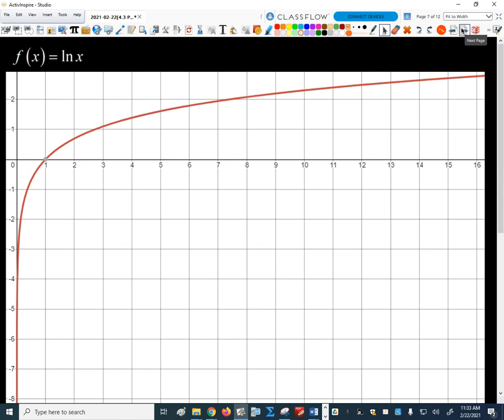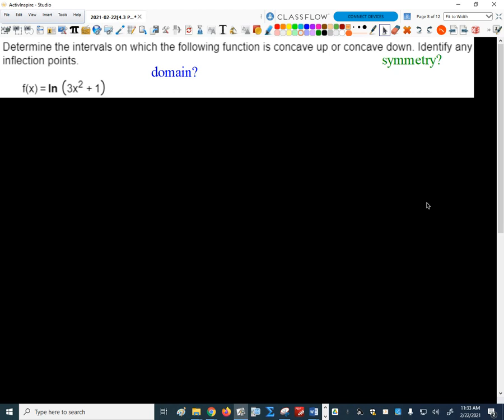Okay, so one more. So just to remind you what a natural log function looks like, right? That's the shape of a natural log function. So let's try something like this then. Let's evaluate this function using analysis, right? We want to find the extrema and any points of symmetry if they exist, or any points of inflection if they exist. Okay, what's the domain of this, first of all?